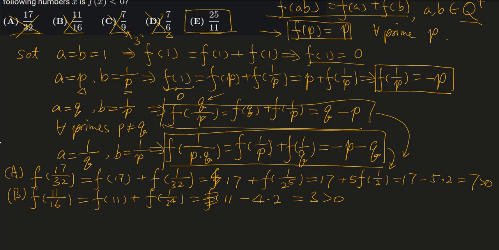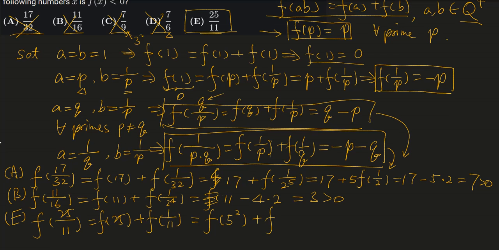But let's still justify that. For E, f of 25 over 11 is f of 25 plus f of 1 over 11. That equals f of 5 squared plus f of 1 over 11. So f of 5 squared is 2 times f of 5, which is 2 times 5. And f of 1 over 11, from this property, is minus 11. This equals negative 1, which is less than 0. Therefore, this confirms that E is our choice.